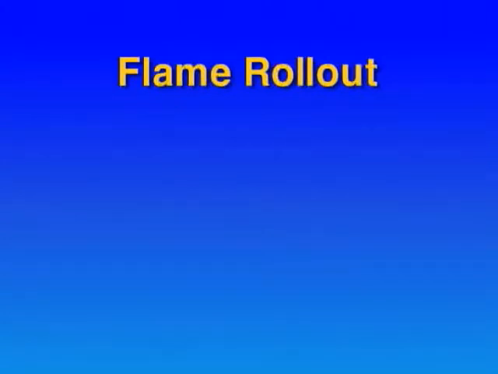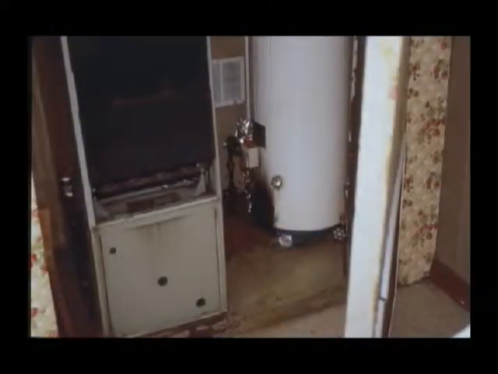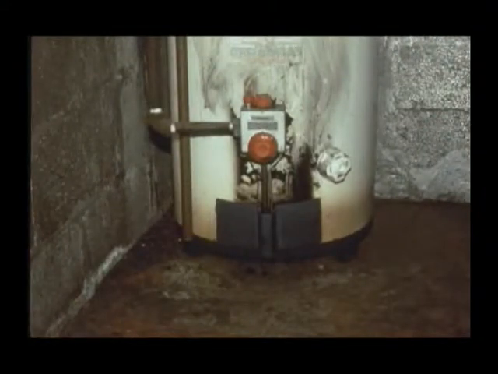The third phenomenon that can occur is flame rollout. At a sufficient negative pressure, the flames can actually be pulled out of the front of the burner. This obviously dumps all the combustion byproducts into the building, but it creates a real fire hazard as well. Here's an example of a water heater that has experienced flame rollout. A sure sign of this having taken place is telltale black soot deposits on the outside of the unit in proximity to and above the burner area. You may have seen this before on combustion appliances. Another sign is burned up wiring above the burners on a furnace.